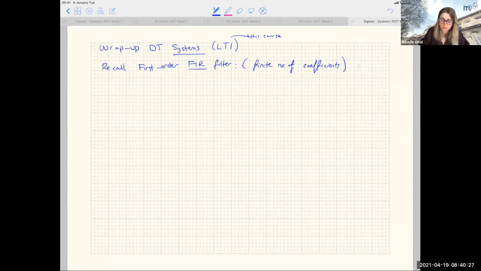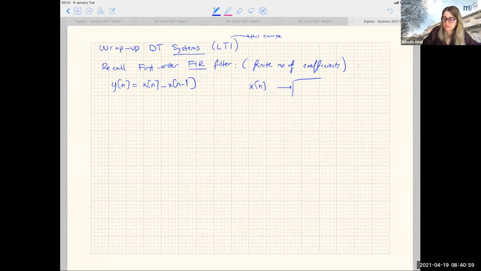So for instance, first order FIR filter, we give the IO relationship y of n equals x of n minus x of n minus 1. Here, remember, what was defining an LTI system? Two important things, and they are related. There is an impulse response, right? X of n goes in, and this LTI system is characterized by its impulse response.